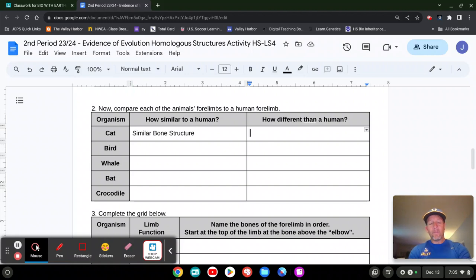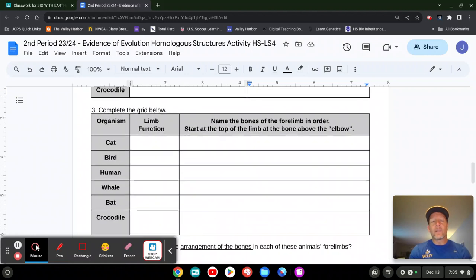Carpals and phalanges are toes in the cat. So you can come up with whatever you want. They just want to know how something is similar and how it's different. Don't use similar bone structures for each of them. Try to talk about how the elbow part of it might be the same, which is where the humerus joins that radius and ulna. You just have to try to figure out how to say it.